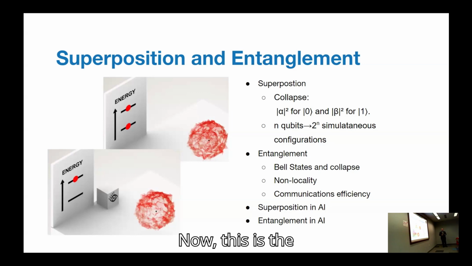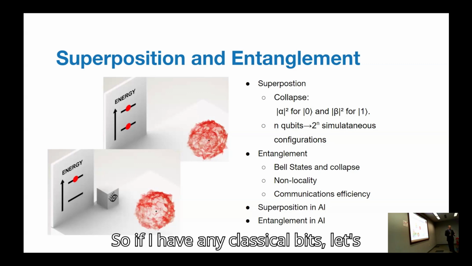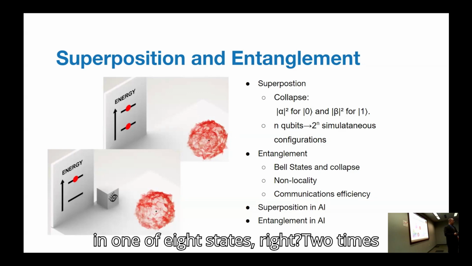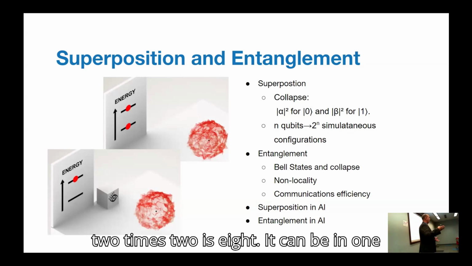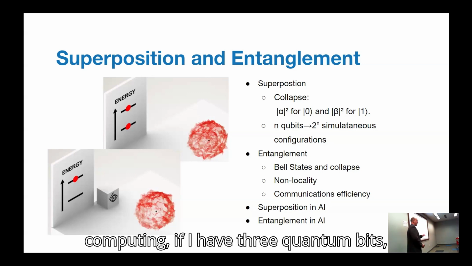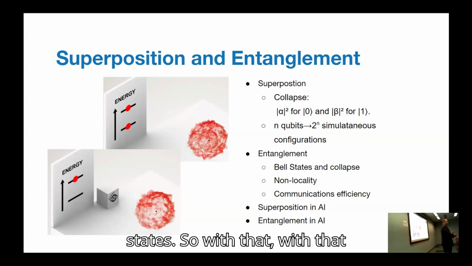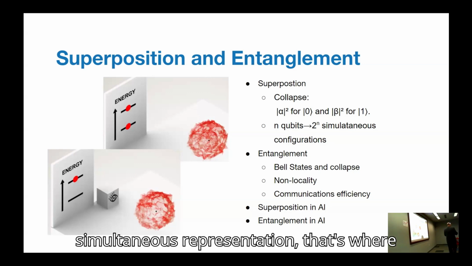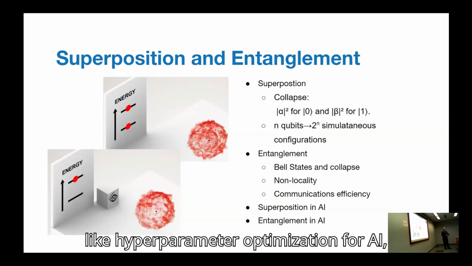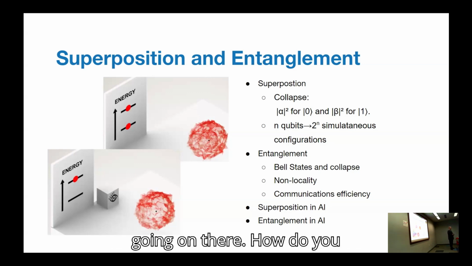Now, this is the power of quantum computing. If I have n classical bits, let's say 3 classical bits, it can be in one of 8 states, right? 2 times 2 times 2 is 8. Whatever the combination of those bits, it's in one of those states. With quantum computing, if I have 3 quantum bits, it simultaneously represents all 8 states. With that simultaneous representation, that's where we get advantages in things like hyperparameter optimization for AI, because we can quickly determine what's going on there.